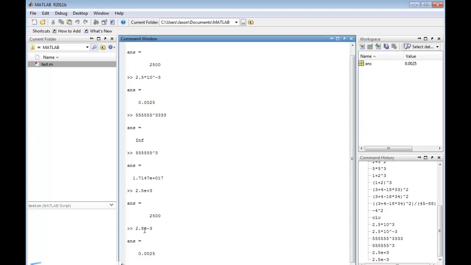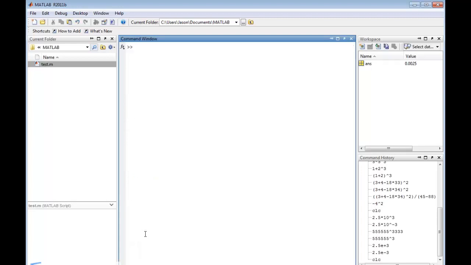Just make sure that whenever you're typing this in, you remember that this e here has nothing to do with the mathematical constant e. It means exponent, or it really means scientific notation. It means power of 10, which is typically what you see in a calculator as well. So it has nothing to do with the constant e. So let me clear the screen.